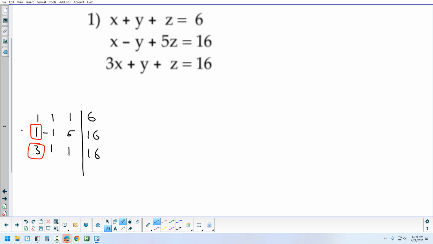Okay. So which row is done for this problem? It's not going to change at all. Column 1. So which row? Row 1. Row 1's done. You're never changing row 1. So 1, 1, 1, 6. We're going to copy that down a lot.